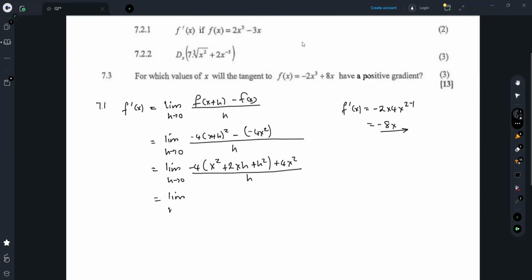So we have the limit as h approaches 0 here. And now I can multiply into the bracket with this negative 4 that's outside.